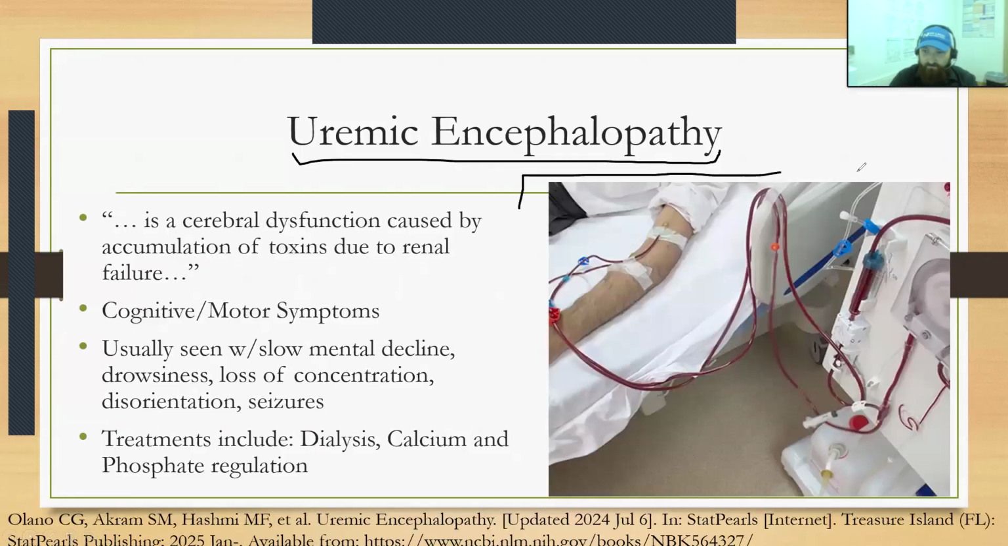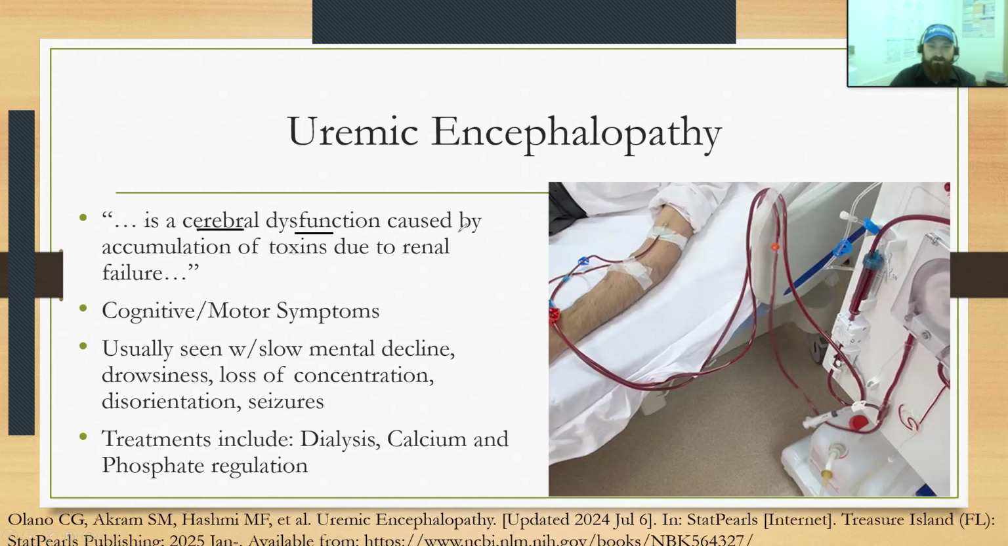In this graphic here, we see a dialysis machine, either something that deals with hemodialysis or apheresis, which is tied to uremic function. Uremic is ureters or urinary system, which is the kidneys. And so the definition of uremic encephalopathy is cerebral dysfunction caused by the accumulation of toxins due to renal failure.